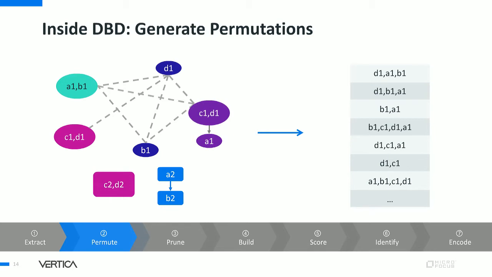So with the same idea, DBD will try to extend other seeds with each other and populate more sort order permutations. You can imagine there could be many of these candidates, based on how many projections and how many queries you have in the design. And that can be hundreds of sort order candidates.